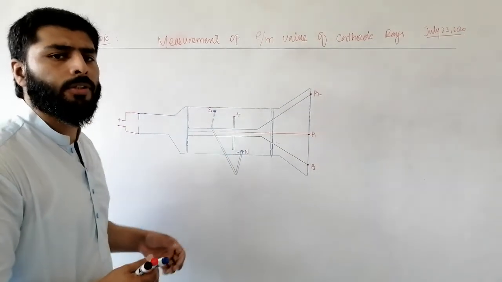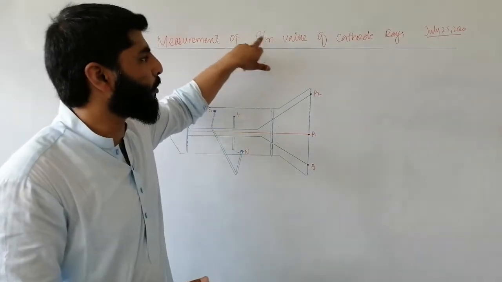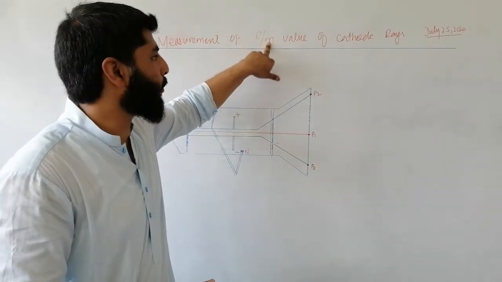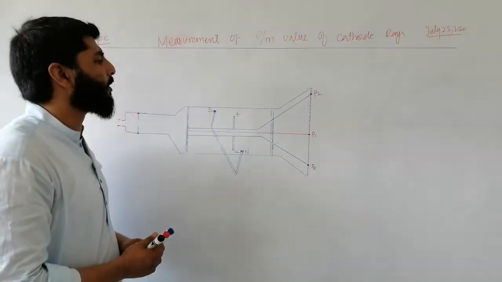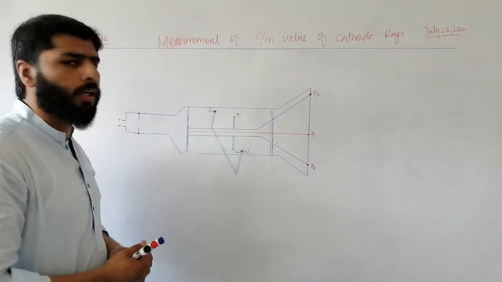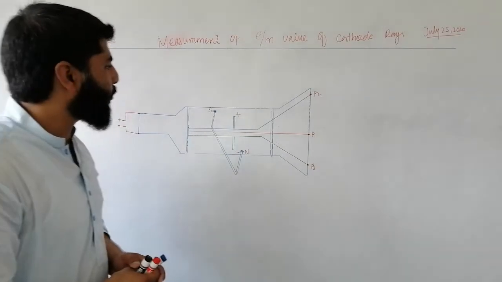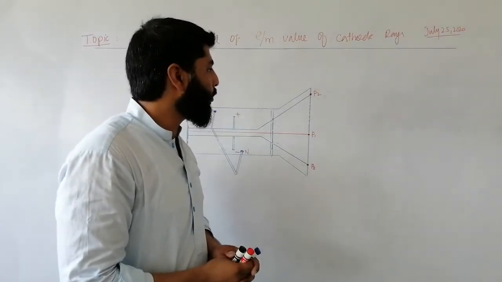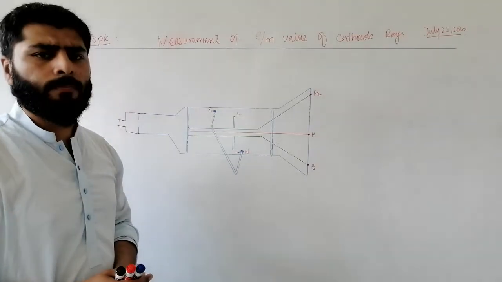Assalamu alaikum, dear students. Today we will discuss the measurement of the charge to mass ratio, or charge to mass value, of cathode rays. Students, you have discussed in the previous lecture how we can perform the experiment to discover the cathode rays.